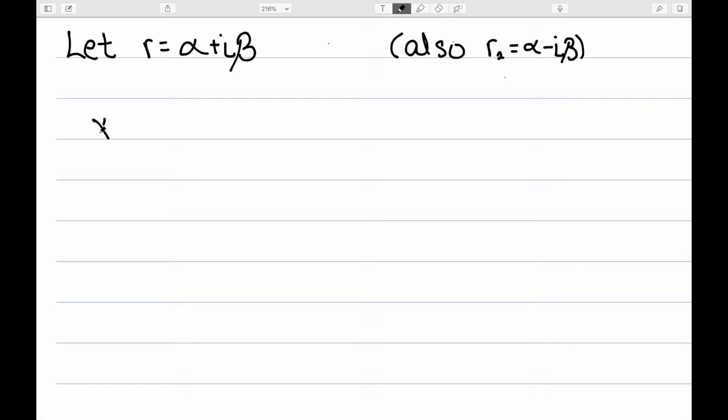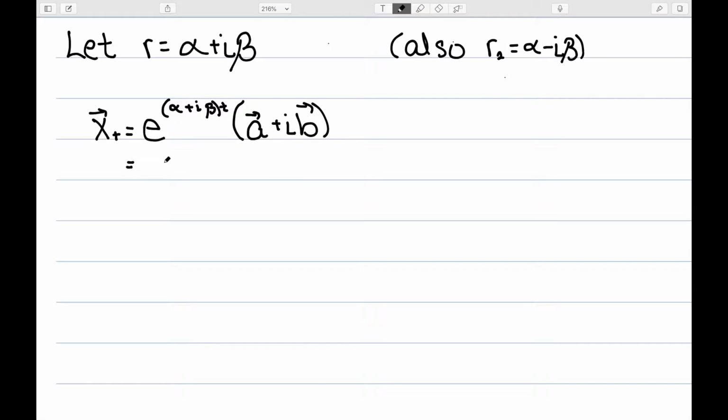Following what we did before, I'm going to build this vector. I'm going to call it x plus since I'm considering the plus i beta case. This would be e to the r, which is alpha plus i beta, times t, times the eigenvector. And if we have a complex eigenvalue, our eigenvector will be complex as well. So I'm actually going to break it up into two pieces: a plus ib.